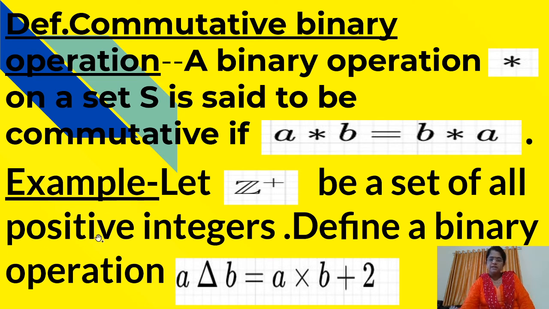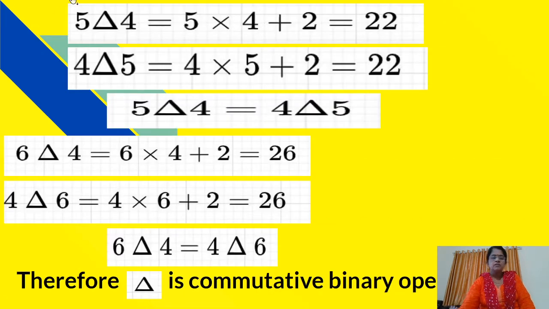Let Z plus be the set of all positive integers. Define a binary operation A triangle B is equal to A into B plus 2. Now we will find the value of 5 triangle 4, which is equal to 5 into 4 plus 2, and that is equal to 22.